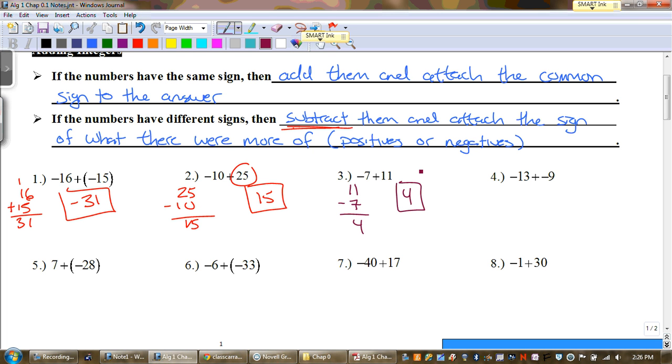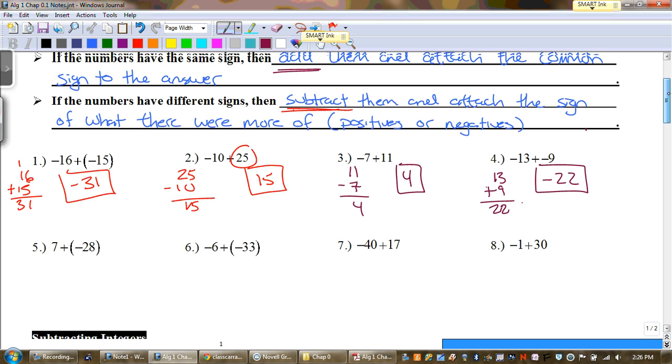Number 4, are they the same or different? They are the same, so we're going to add those numbers. 13 plus 9, what do you get? And don't forget that both of those are negative, so that's a negative 22. Since we're adding them, the sign stays. Okay? 5 through 8, why don't you try those, pause the video, and let's see how you do.